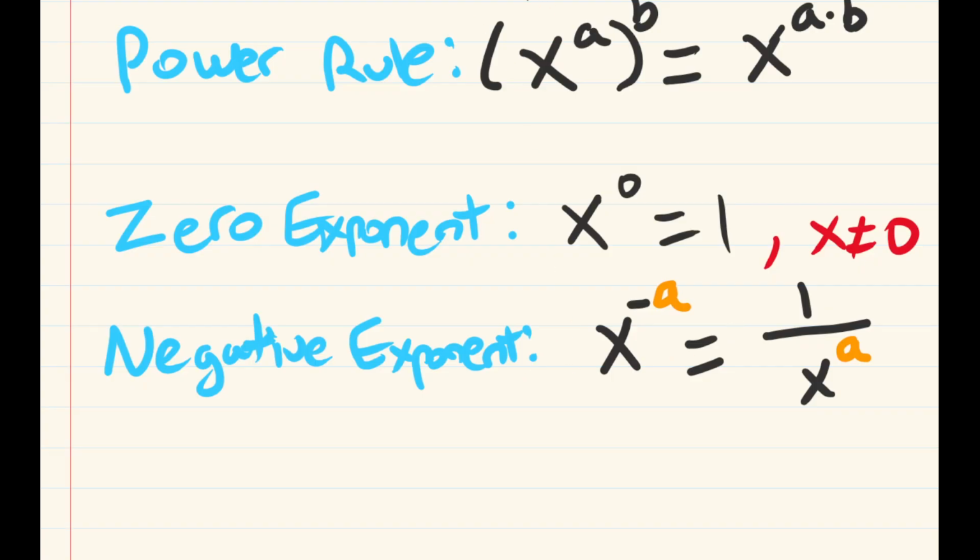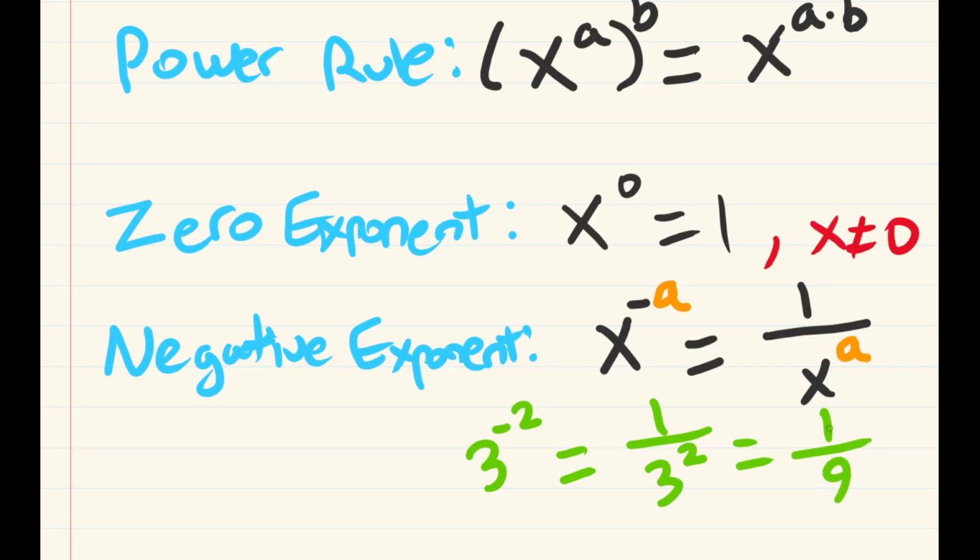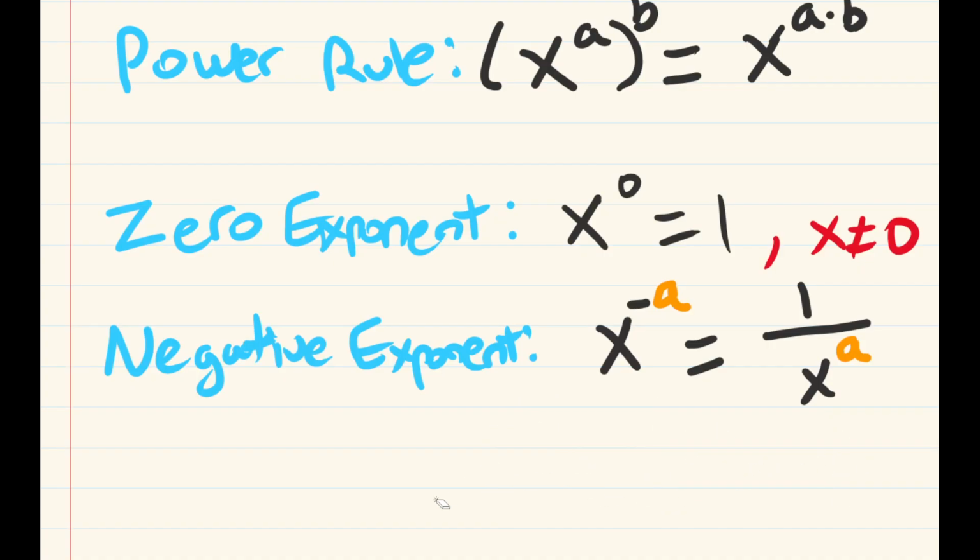And to give a quick example, let's say we had 3 to the power of negative 2. This is just 1 over 3 to the power of 2, which is 1 divided by 9. 1/9 is what this evaluates to. That's the negative exponent rule.